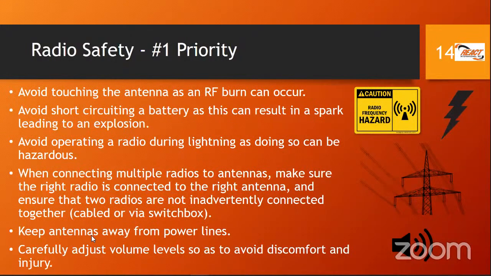Most importantly, keep your antennas away from power lines. If you're doing a base station installation, for instance, make sure it's far away from them. Also, when you install it, factor in that if it were to fall, it will not touch the power line. So you need to have that margin of error as well. Apart from installing it away from the power line, make sure that if it happens to fall down, it will not touch a power line. Of course, we say to carefully adjust your volume levels to avoid discomfort and injury.